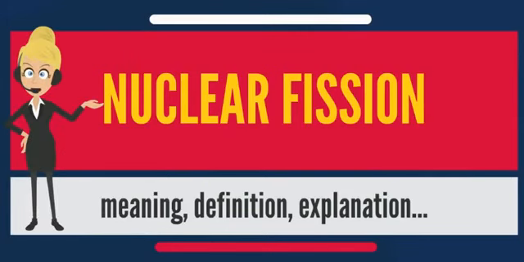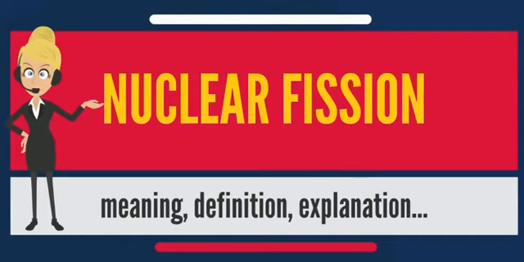In nuclear physics and nuclear chemistry, nuclear fission is either a nuclear reaction or a radioactive decay process in which the nucleus of an atom splits into smaller parts, lighter nuclei. The fission process often produces free neutrons and gamma photons, and releases a very large amount of energy even by the energetic standards of radioactive decay.